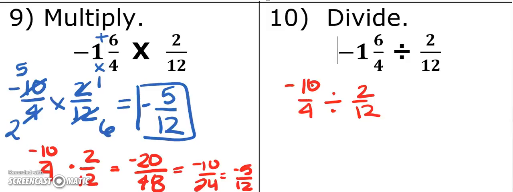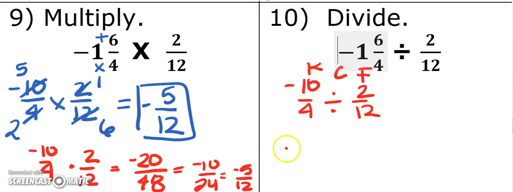Now, another way of thinking of that is to keep this the same. You're going to change this to multiplying, and you're going to flip this fraction. That's all a reciprocal is. You're just flipping the fraction upside down. And then you're going to rewrite it. So I'm going to rewrite it down here.